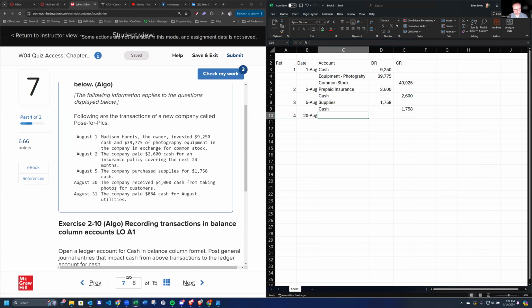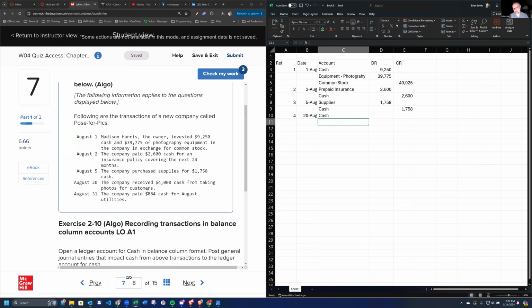from taking photos for customers. So I'm assuming that this is a service that was provided, and therefore it's revenue, and it was cash received the same time that they did it. So what we're going to end up doing is cash increase is a debit. So we're going to do the cash first.